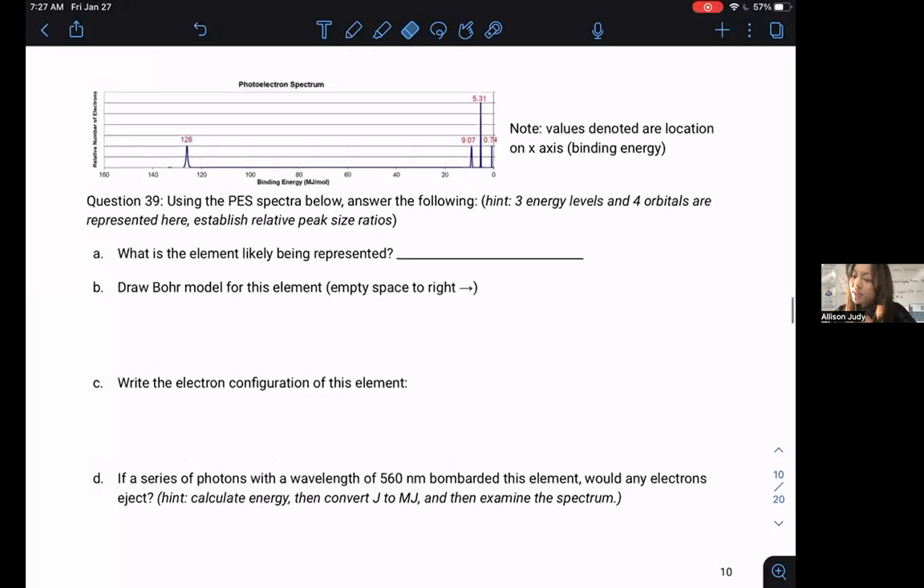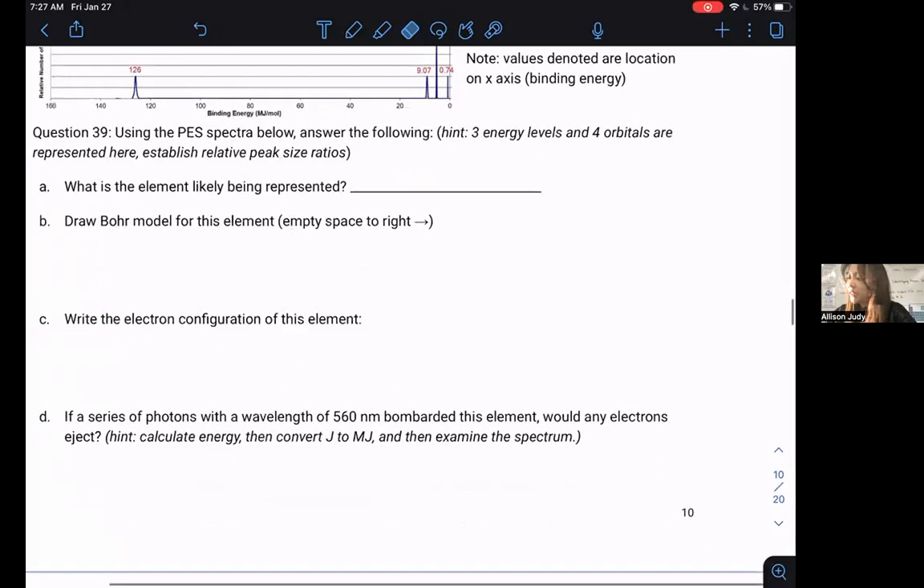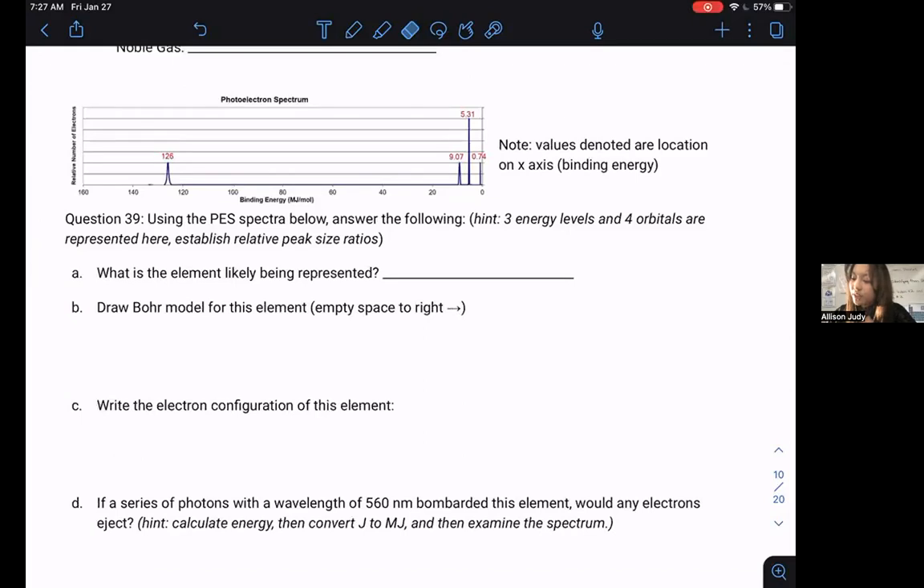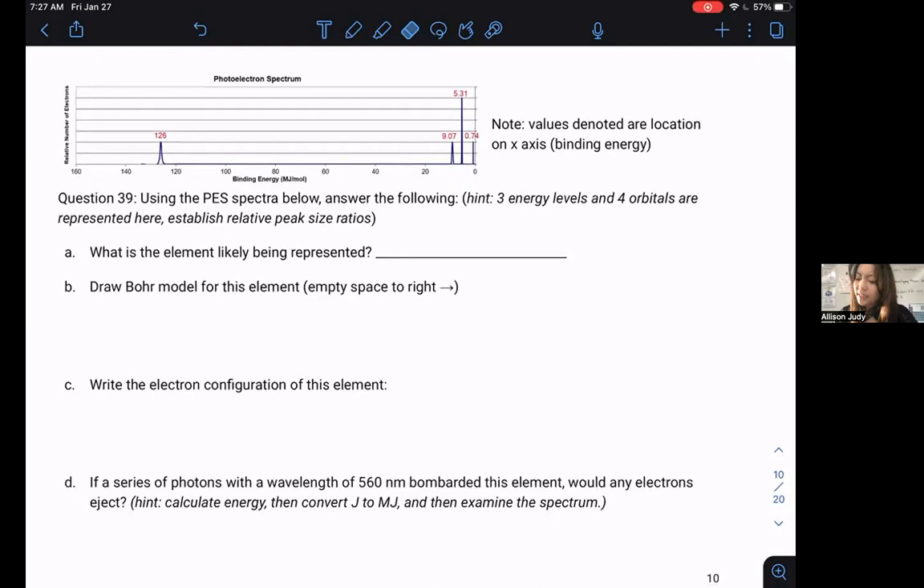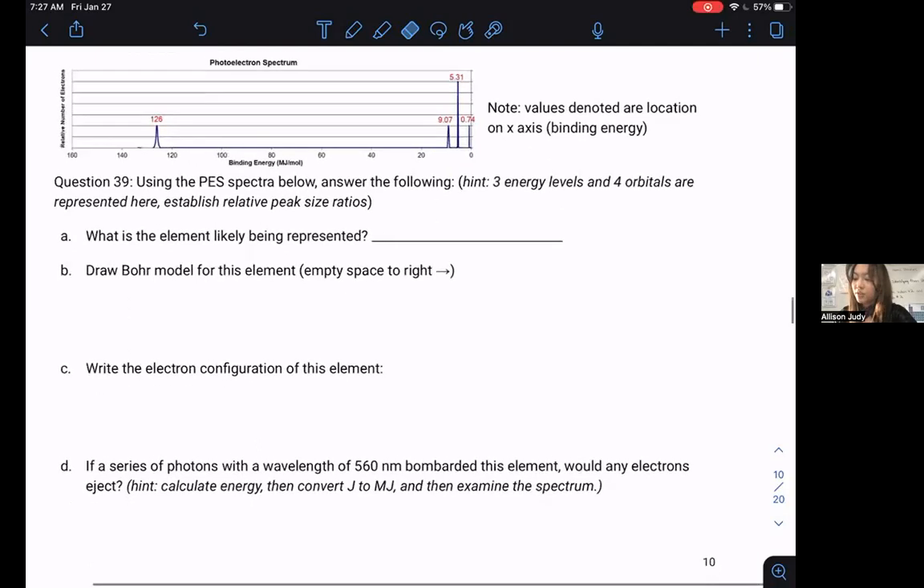So what we have here is question number 39 on page 10. We are given a photoelectron spectrum, and what we see here is it's graphed against binding energy. So instead of starting at 0 on the left, we actually see that we start at 0 on the right. So make sure you're reading the spectrum correctly. We're being asked to interpret this according to the following questions. What is the element likely being represented? Draw a Bohr model for this element, write the electron configuration, and then we'll do a little bit of math.